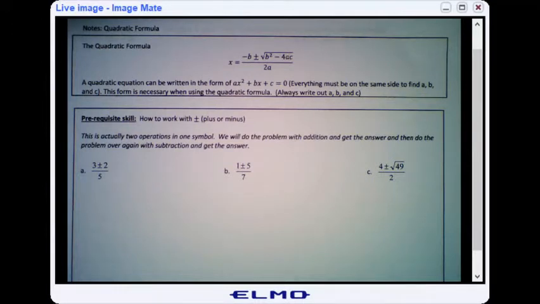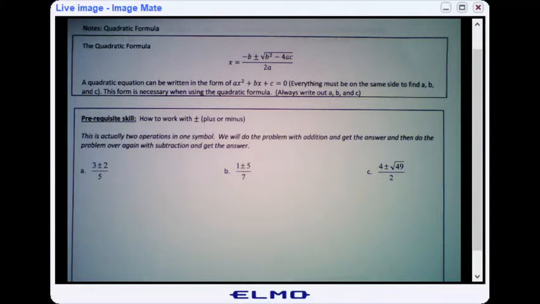Everything must be on the same side. Always write out your a, b, and c as well. That will help you figure out how to plug it into the formula. A, b, and c are the integers or the coefficients. They do not include the x's.